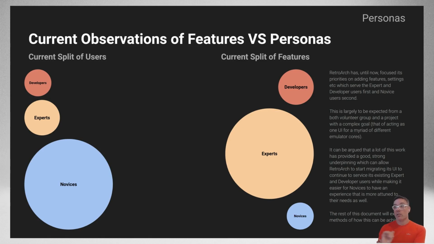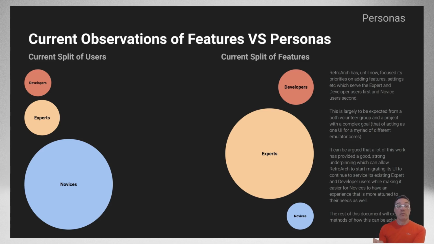So the final slide, and I'm going to stop this in a few minutes, shows the split between the user groups and then the features on the right-hand side. So you can see there that my hypothesis is that developers are the smallest pool, then the experts, and then the novices. And on the right-hand side, that the split of features is actually more aimed at the experts and the developers at the moment, and the novices last.